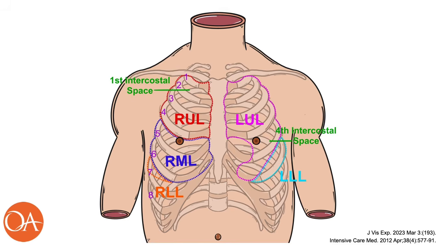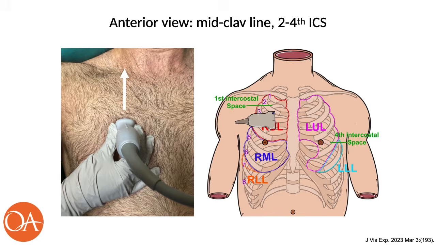To balance these trade-offs for purposes of introducing lung ultrasound, we will describe a focused exam that screens each hemithorax in 3 locations. The first view on each hemithorax is an anterior view of the upper lobes.